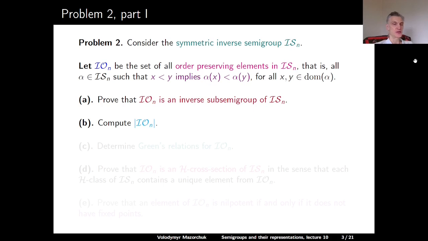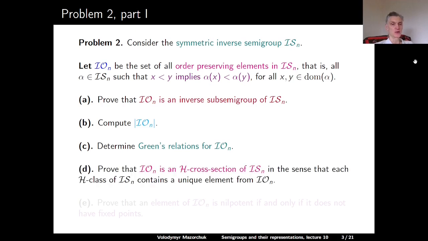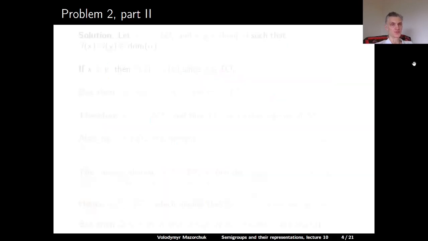B. Compute the cardinality of ION. C. Determine Green's relations for ION. D. Prove that ION is an H cross-section of ISN, in the sense that each H class of ISN contains a unique element from ION. And E. Prove that an element of ION is nilpotent if and only if it doesn't have fixed points.